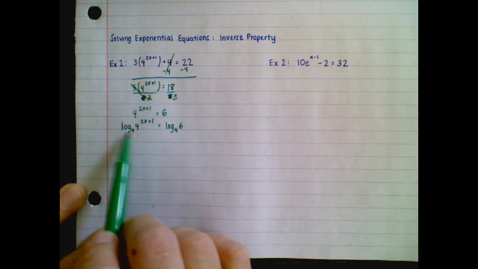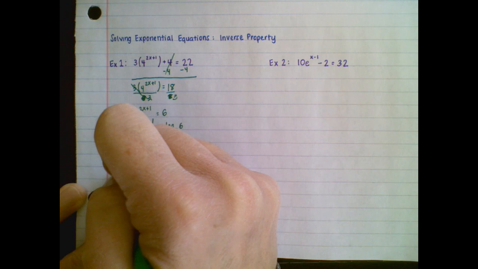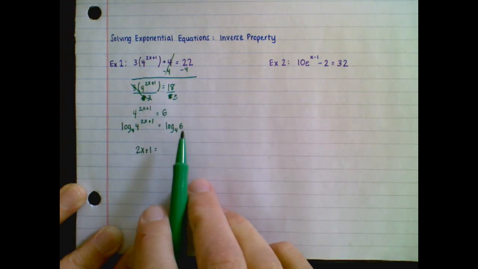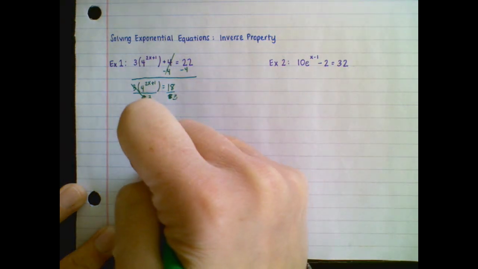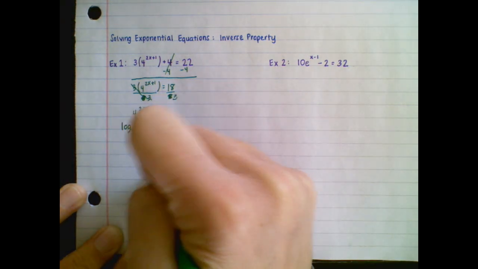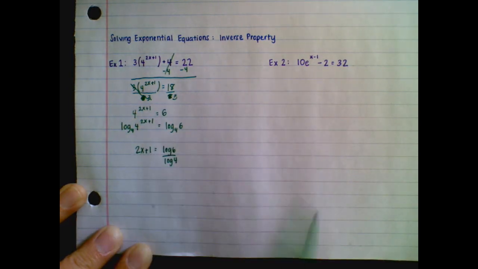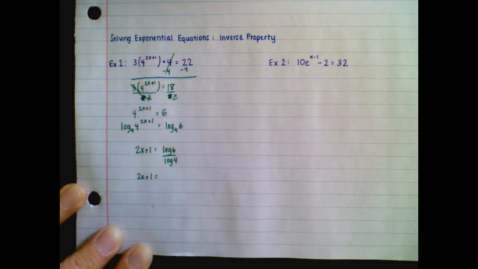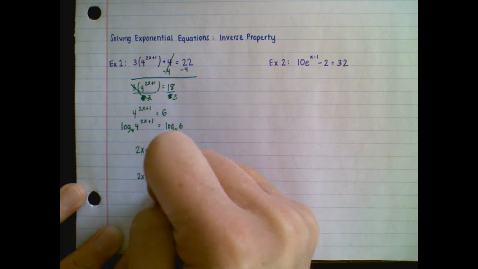Our inverse property says log base 4 of 4 undoes itself. So we're just left with the exponent of 2x plus 1 on the left-hand side. On the right-hand side, this is where I'd want to use the change of base formula. So I'm going to rewrite this as log of 6 divided by log of 4, and use my calculator to evaluate that. That leaves me with 2x plus 1 equal to about 1.292.